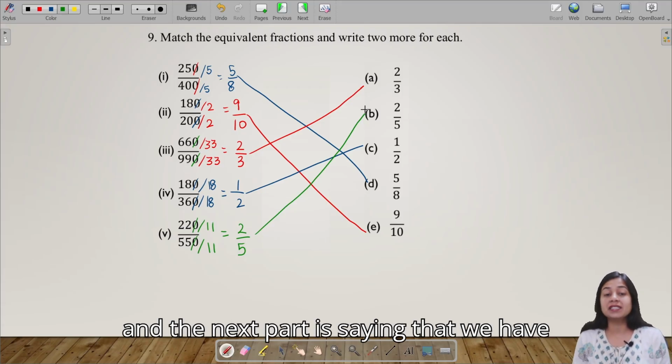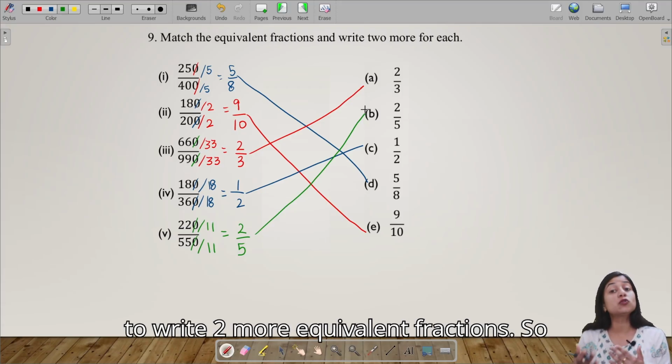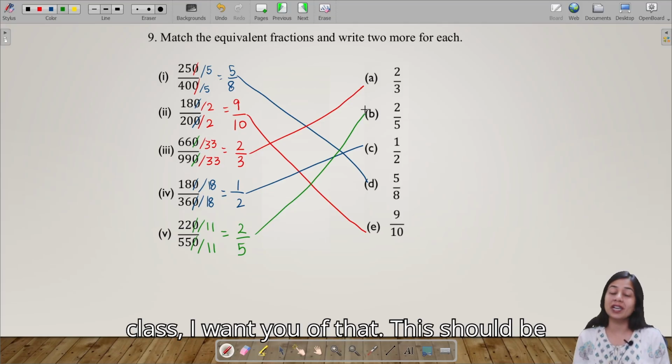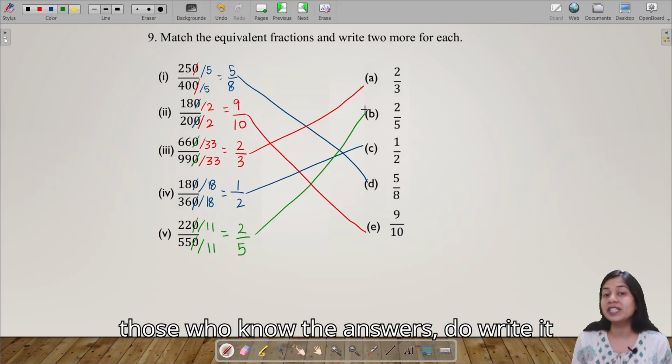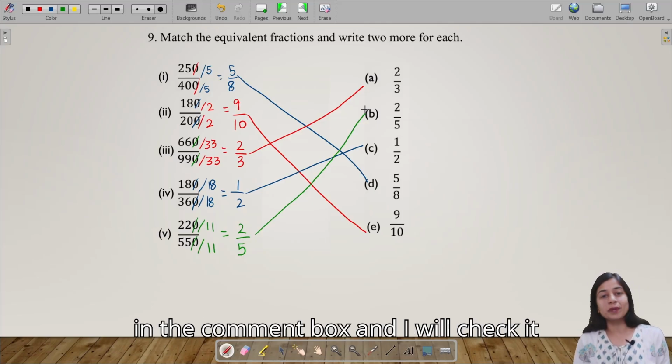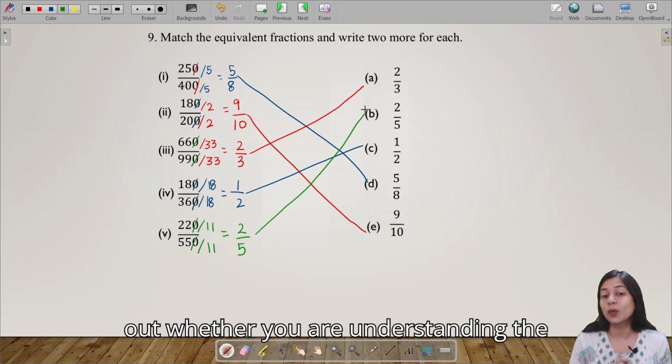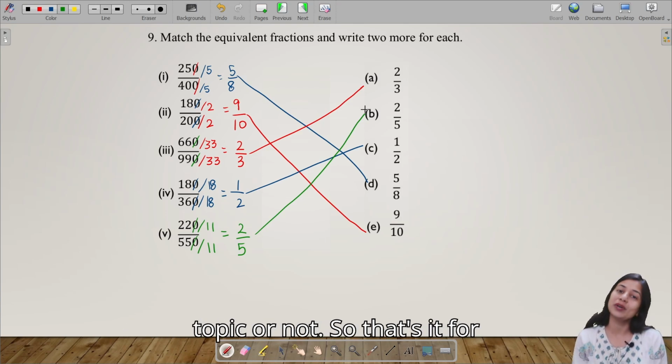And the next part is saying that we have to write two more equivalent fractions. So class, this should be homework for all of you. Please, those who know the answers, do write them in the comment box. And I will check whether you are understanding the topic or not.